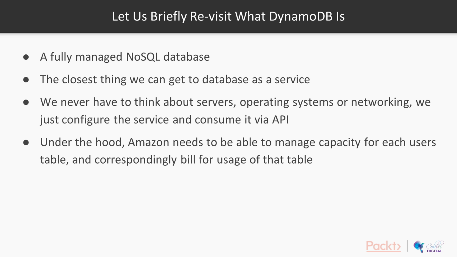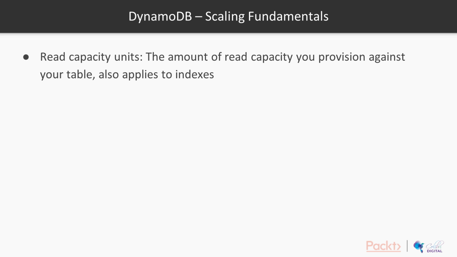Now under the hood, Amazon obviously needs to be able to manage capacity for each user's table, and then of course we have to pay for that. So they need to be able to bill for usage of that table and figure out how much DynamoDB we've consumed. So there are a few fundamentals around scaling that you should know about. And the way DynamoDB is provisioned is through capacity units, and there are two types of capacity unit. There's the read capacity unit and there's the write capacity unit.